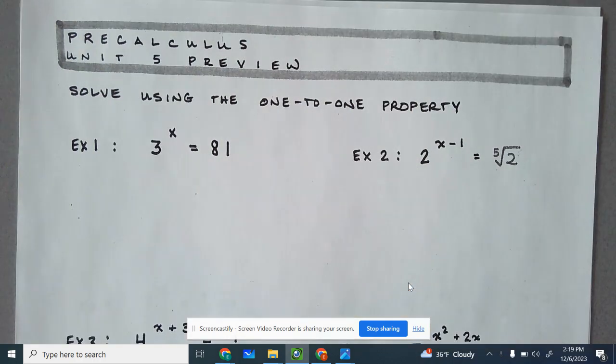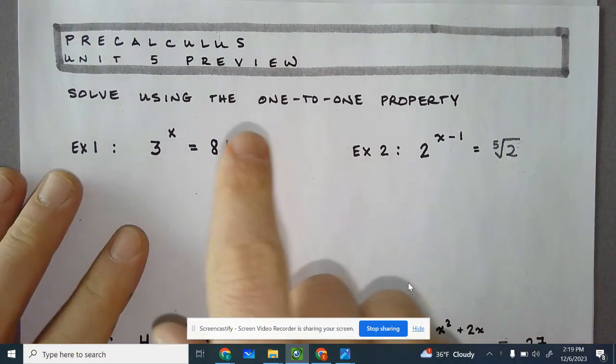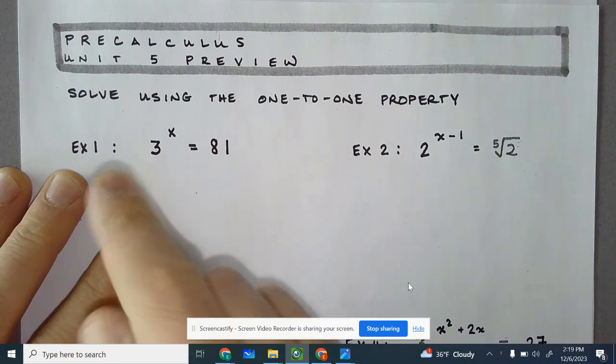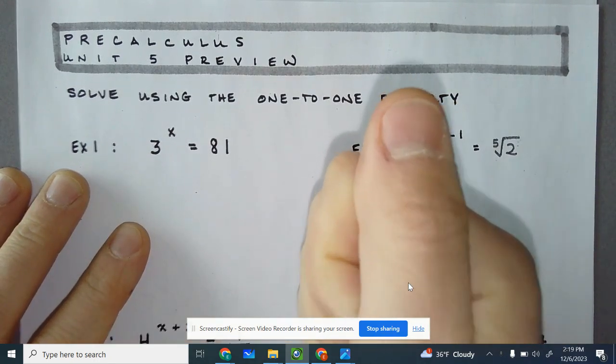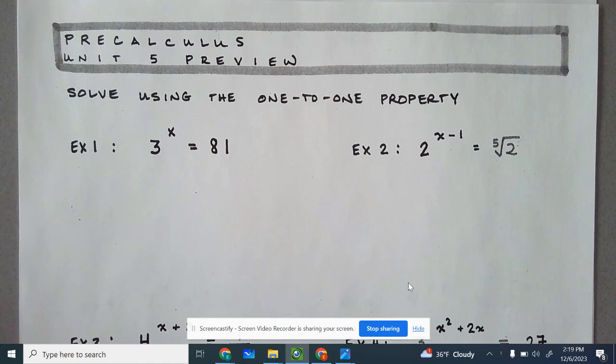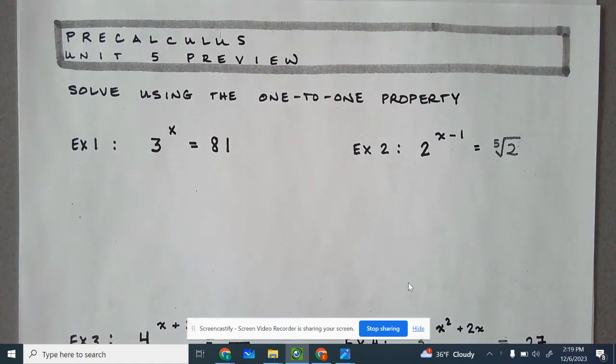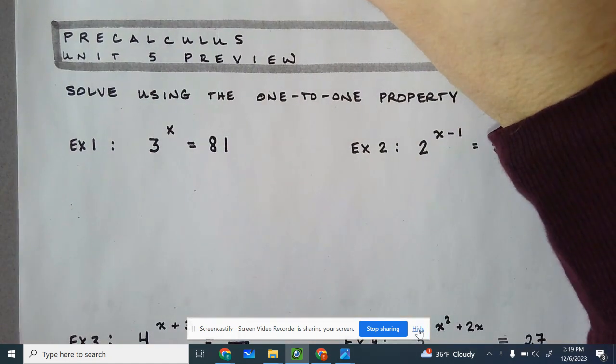Hello, hello, good people of pre-calculus. The next unit is going to be about exponential and logarithmic equations. And so we're going to begin today by solving for x when x is in the exponent.